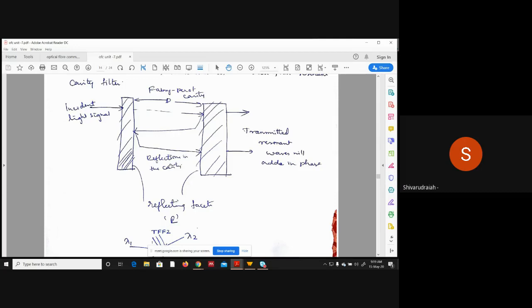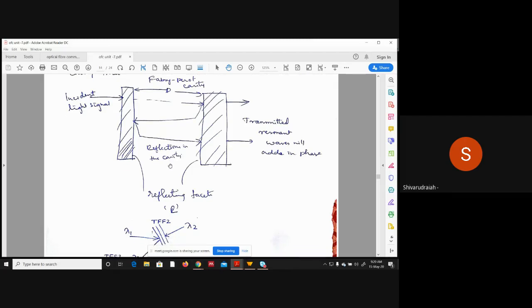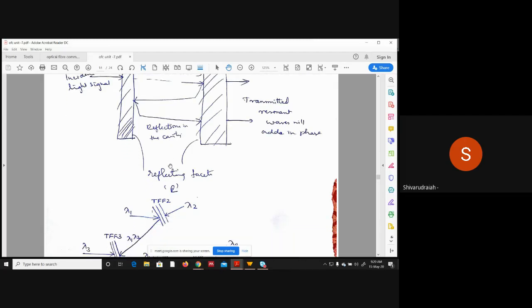So it is similar to your fiber Bragg grating. There we have constructed some uniform or periodic structures in the fiber Bragg grating, but here we are using the concept of a reflecting cavity, or reflections inside the cavity. Okay, and those wavelength signals which satisfy the resonance will come out of the reflection cavity, right?